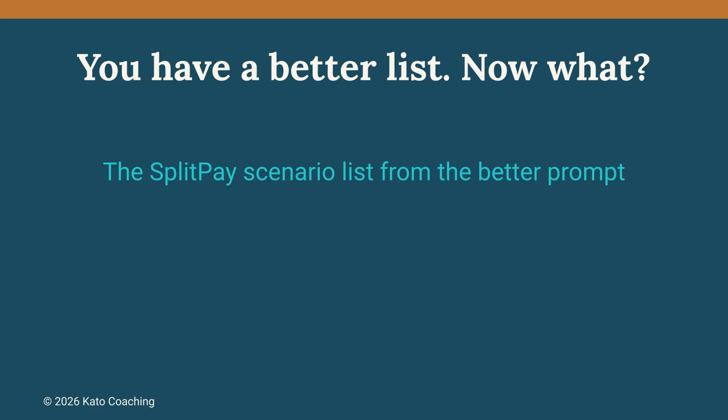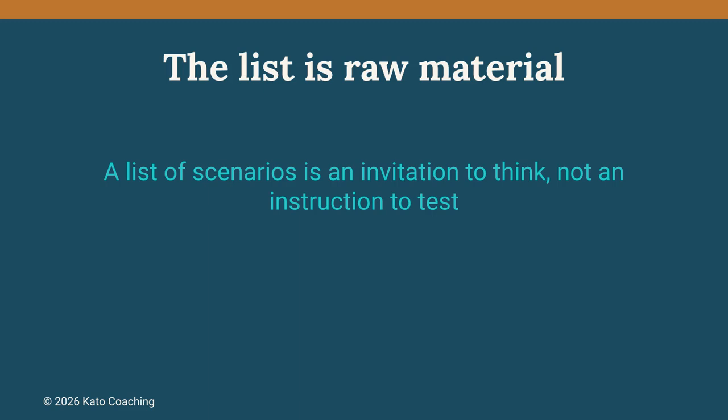Because the list is not a test plan. AI brainstormed with you. It surfaced things worth considering. Some of those things you'll test. Some are already covered by what you have. Some aren't relevant to this release. The work of deciding which is still yours. That judgment is the part that requires a tester.